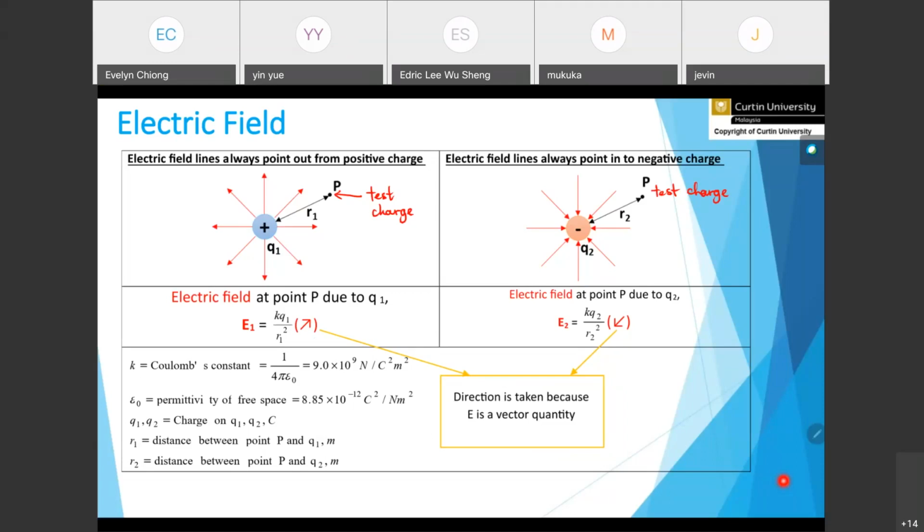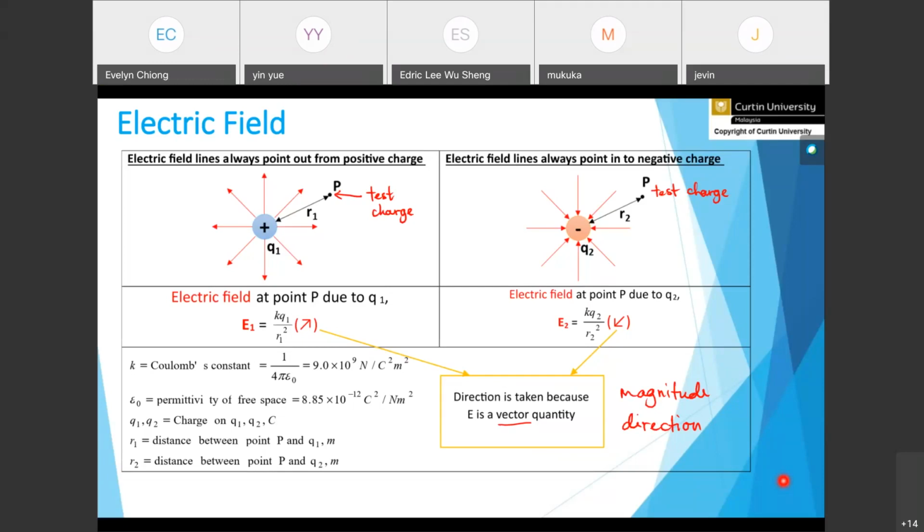Okay, so you look at the direction. Electric field is also a vector. So again, a vector has magnitude as well as direction. Electric force is a vector, and electric field is also a vector. So you not only need to calculate the magnitude, you also need to determine the direction. If the test charge is at point P, the direction of the electric field will be in the first quadrant, northeast, pointing northeast.